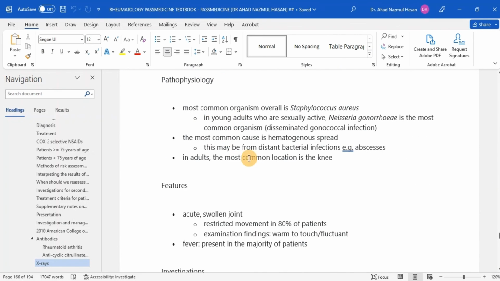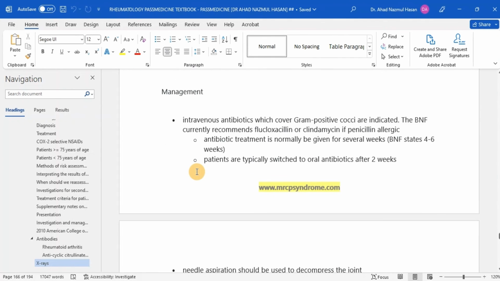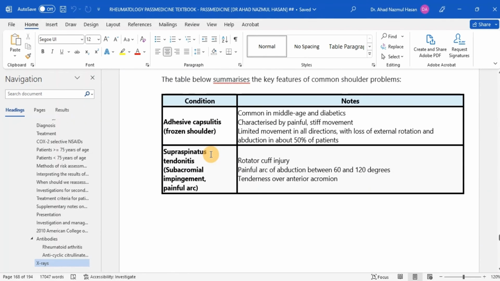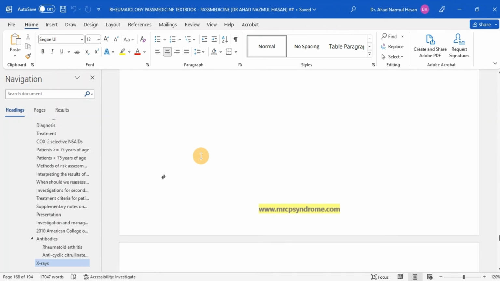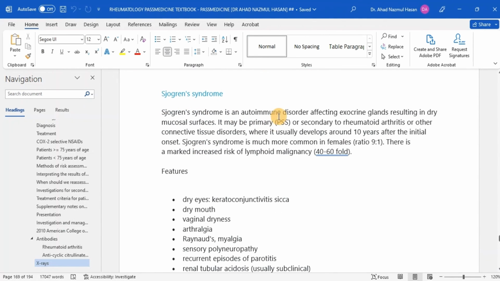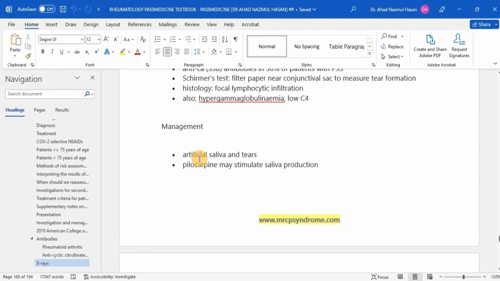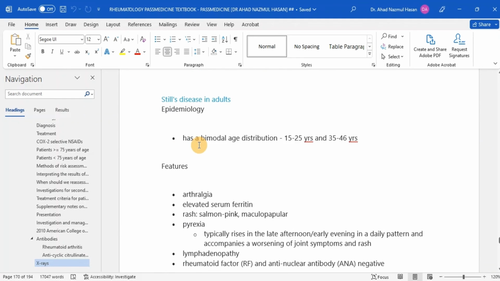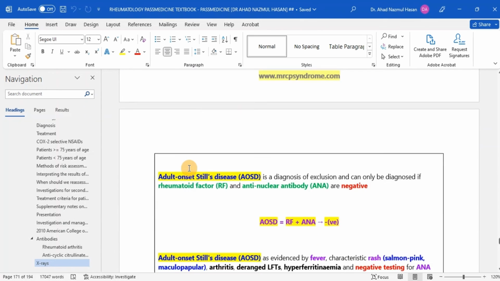Septic arthritis pathophysiology, specially caused by Staph aureus. First line choice of management is IV flucloxacillin. Shoulder problem: adhesive capsulitis or frozen shoulder. Sjogren's syndrome: overview, features, investigation. Management is artificial saliva or tears, and pilocarpine may be given. Still's disease: features, management, stepwise management, and the Yamaguchi criteria.